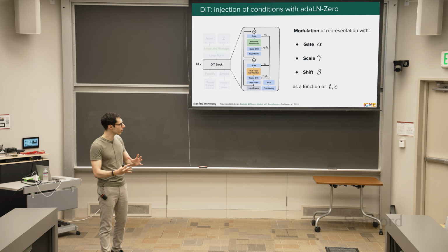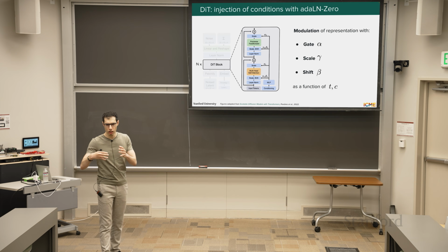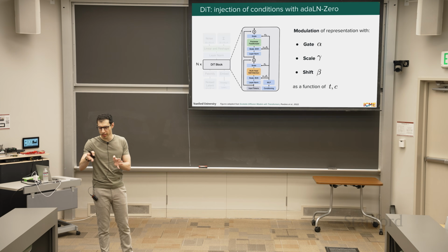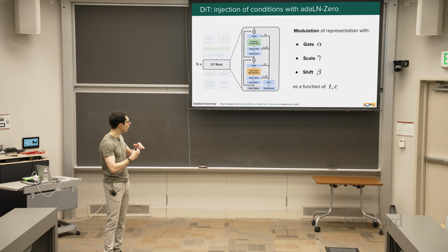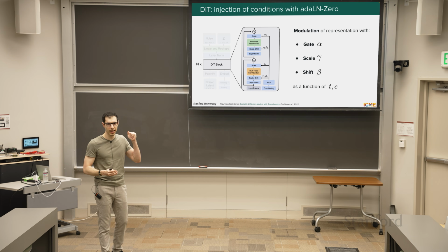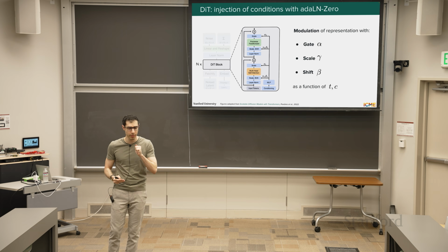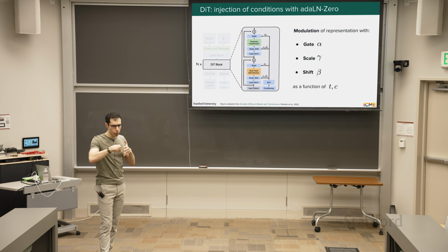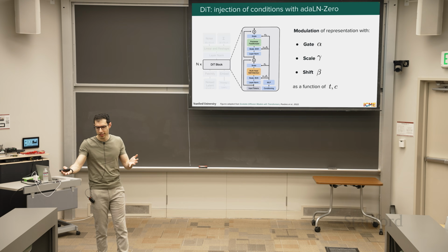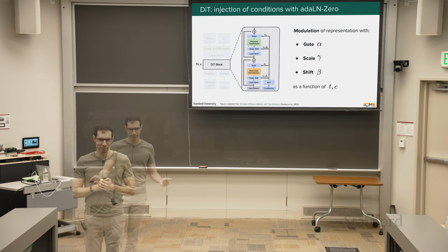We add them together, and then we use just a multi-layer perceptron, which is just a linear projection, some activation, and another linear projection to obtain this gate, scale, and shift alpha, gamma, and beta that are then used to modulate the patch embeddings.